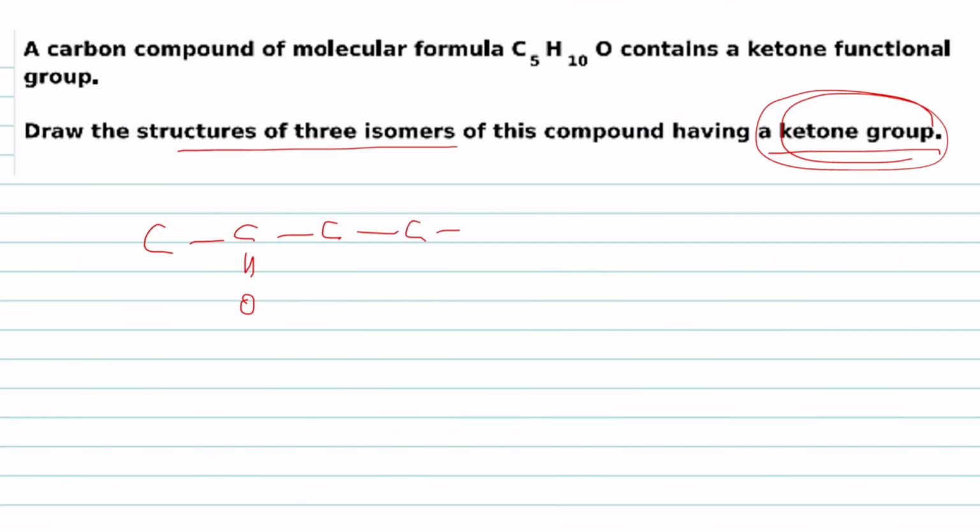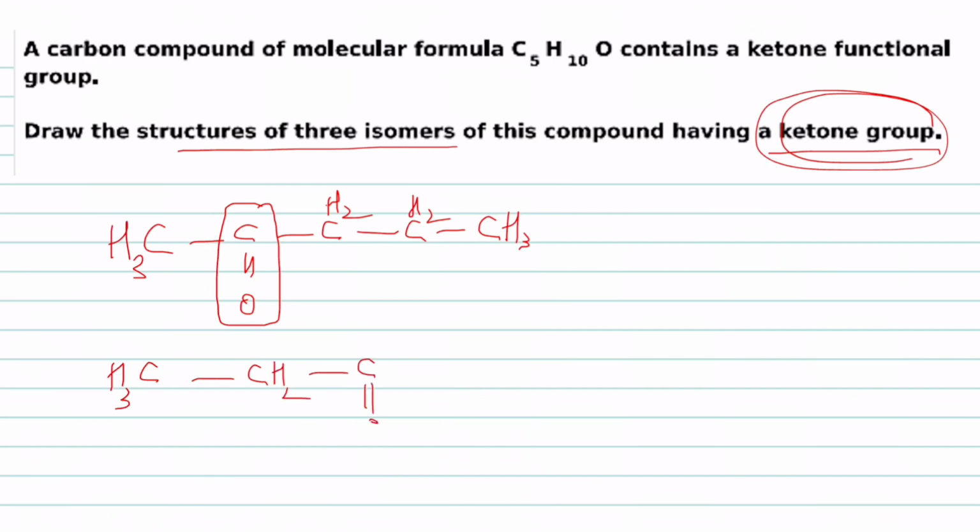So now let's try and make this structure. 5 carbons, saturate with hydrogen. Okay, that is one compound. Now if I place this C double bond O on the central carbon, let's see if we get a different compound. Okay, so this is a different compound, still a ketone. Now if I put it on this carbon, it would be the same as the first structure. So that we cannot do.